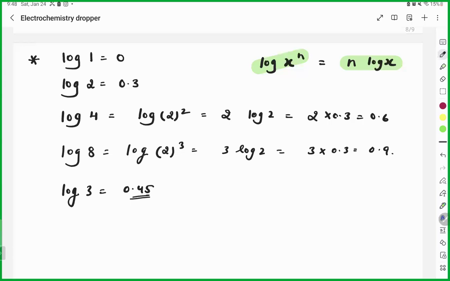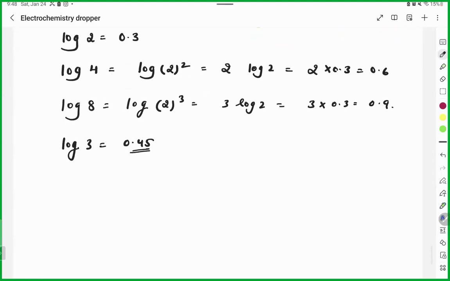I guess it is 0.47, because I have read it many times, but in reality you can't remember, to be honest. You can predict that the log 2 value is 0.3, the log 4 value is 0.6, so the log 3 value is in between these two. Okay, so next, log 10 value is equal to 1.